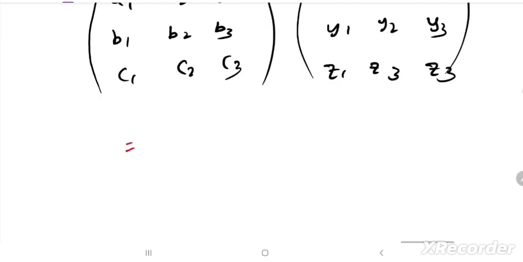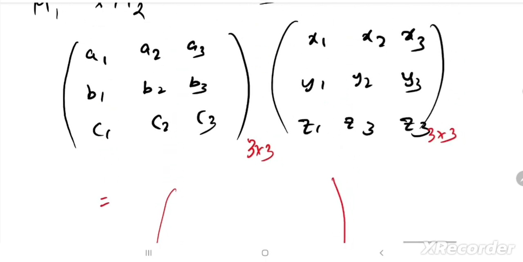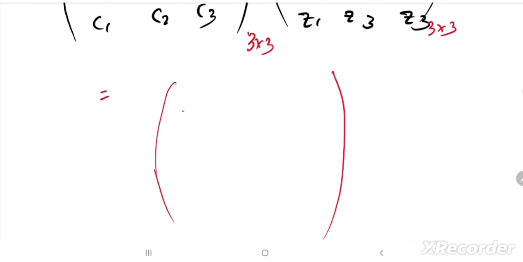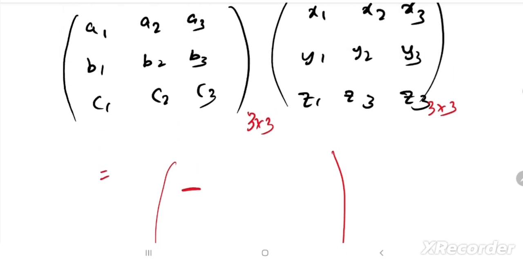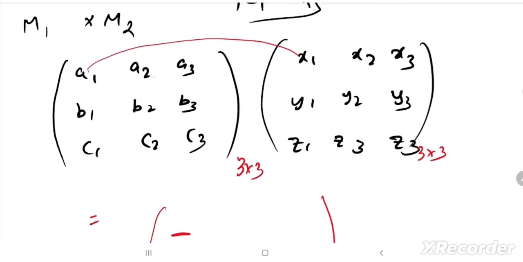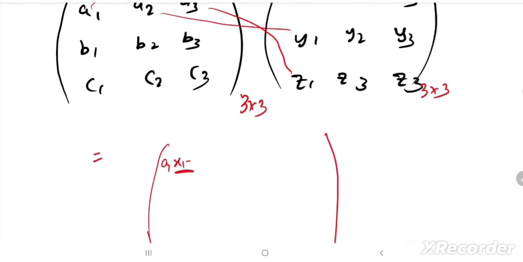We can write it as a 3 cross 3 matrix multiplied with a 3 cross 3 matrix, and the product of two 3 cross 3 matrices will be a 3 cross 3 matrix. First we write the first element, that is a11. We multiply the row of the left hand side matrix with the column of the right hand side matrix and add all the elements. That is, a1 is multiplied with x1, a2 with y1, a3 with z1. So it will be a1 x1 plus a2 y1 plus a3 z1.